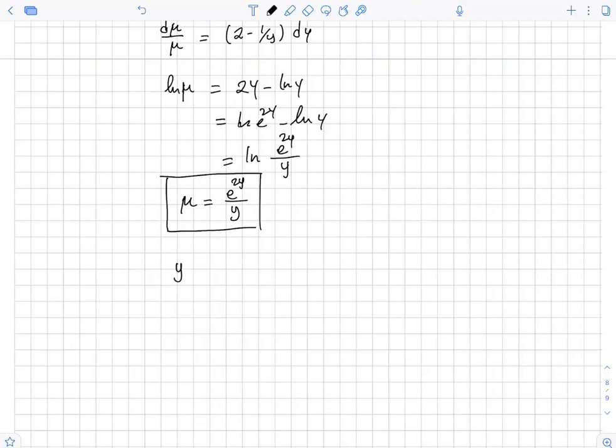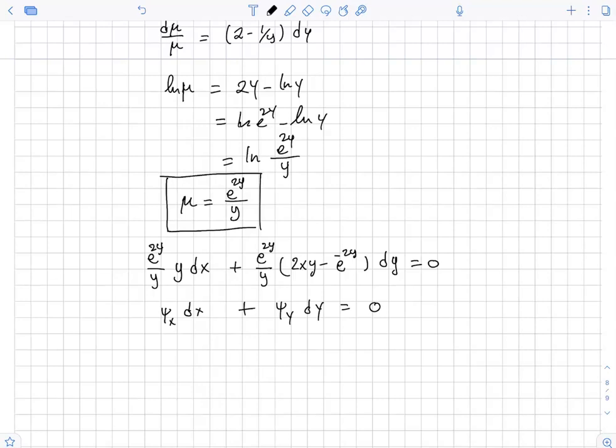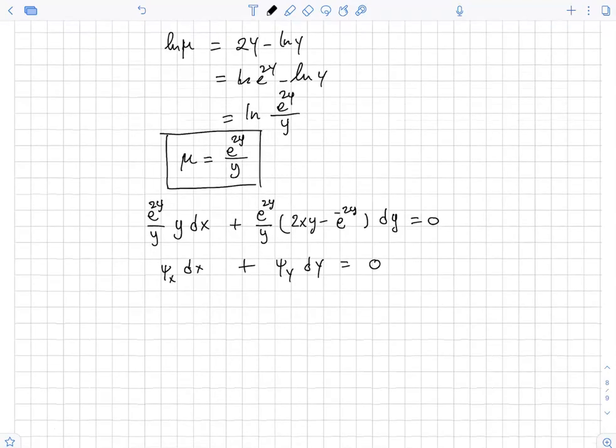So the differential equation is y dx, you multiply by the integrating factor, which is e to the 2y divided by y, plus the second term multiplied by the integrating factor e to the 2y divided by y. So you have multiplied everything by the integrating factor. The right hand side, 0 times the integrating factor is 0, so it doesn't affect anything, just ignore the right hand side. Now in order to solve this, you think of psi x dx. That's the trick. The exact differential has to be psi x dx plus psi y dy equals 0. That's the form for an exact differential.